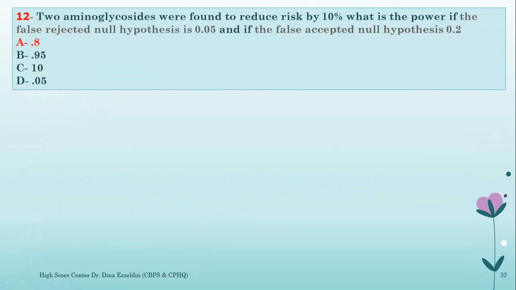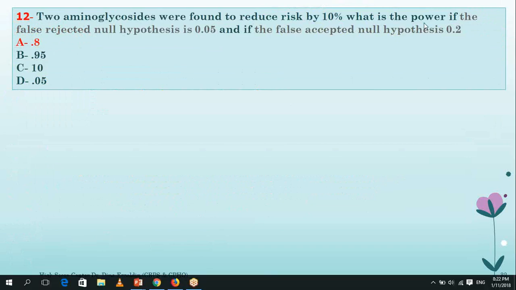Two aminoglycosides were found to reduce risk by 10%. What is the power if the falsely rejected null hypothesis is 0.05? Falsely rejected null hypothesis is type 1 error, which is alpha. And if the falsely accepted null hypothesis, which is type 2 error, which is beta, is 0.2. He wants the power. The power equals 1 minus beta. So 1 minus 0.2 is 0.8.